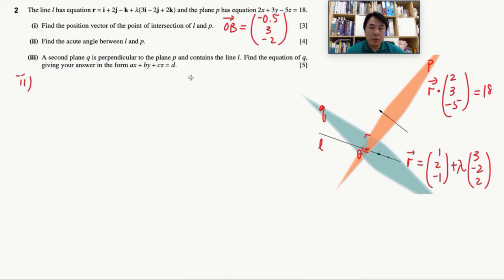Second part. Find the acute angle between line L and plane P, that is indicated by this theta here. And we also know that there's a normal to plane P, given by 2, 3, negative 5. Now as you can see, this normal is quite far from this plane, so it's rather difficult to visualize the angle between this normal vector and the direction of this line here.